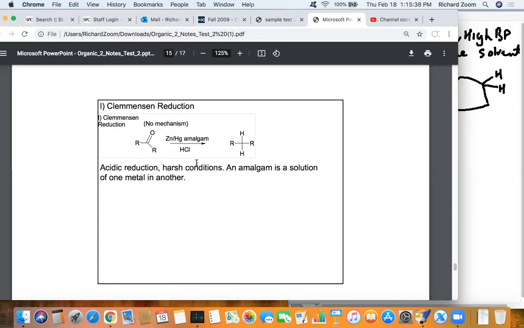Now, an amalgam is a mixture of metals, and mercury, I think most of you know, is a liquid. So what you can do is take zinc and dissolve it in mercury essentially, and it creates an amalgam. Now, the other kind of amalgam you might be familiar with is the silver mercury amalgam. This used to be used for teeth fillings years ago. I don't think they use it anymore.